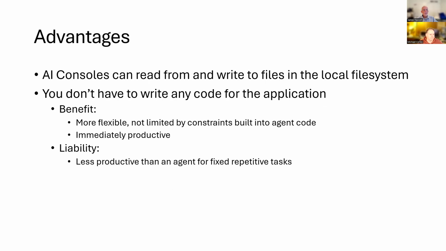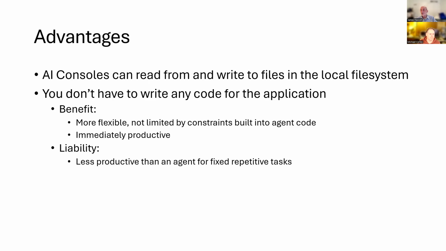The advantages of an AI console: you can read and write files on the local file system. That's great. You don't have to write any special code. You're not writing a Python application like an AI agent. All of that is baked in. So the Gemini CLI and the Claude console and the ChatGPT Codex all know how to message an LLM, and they each have their own little protocols in the terminal for doing that.